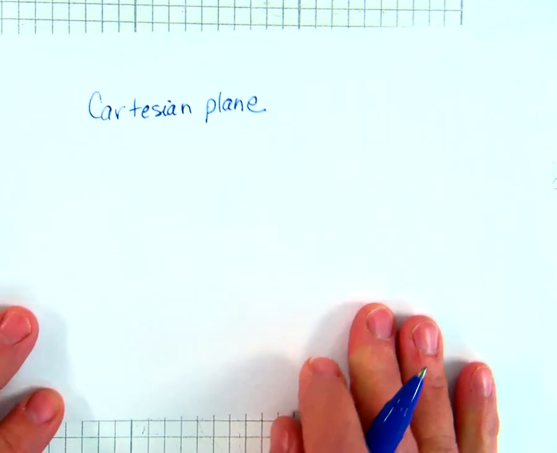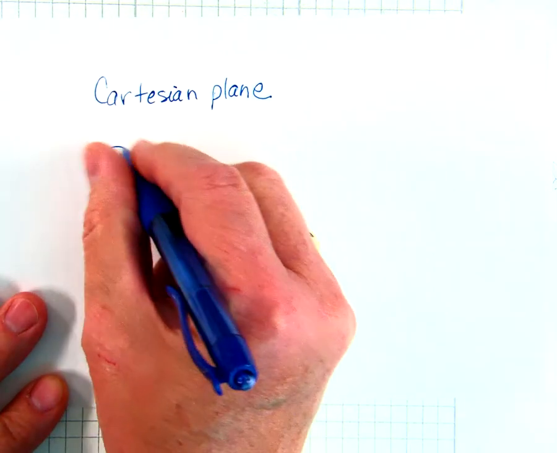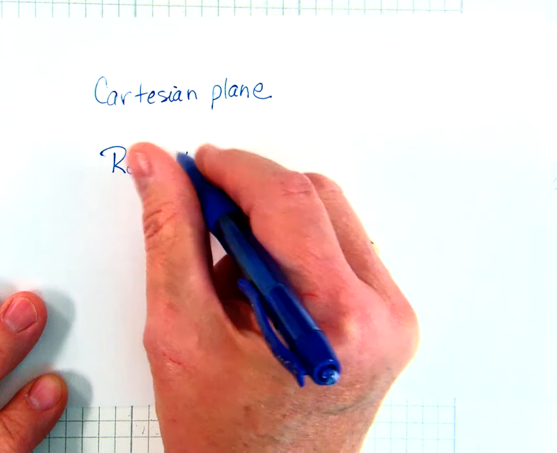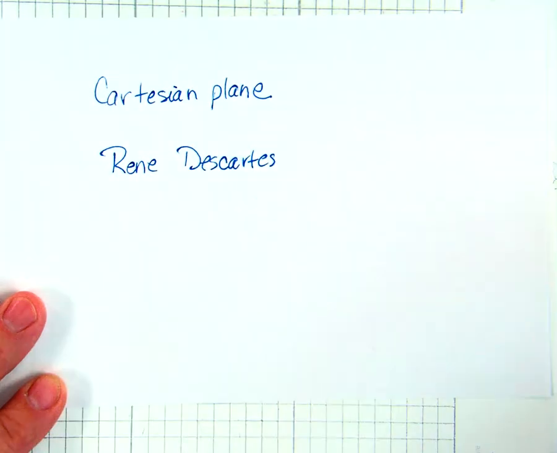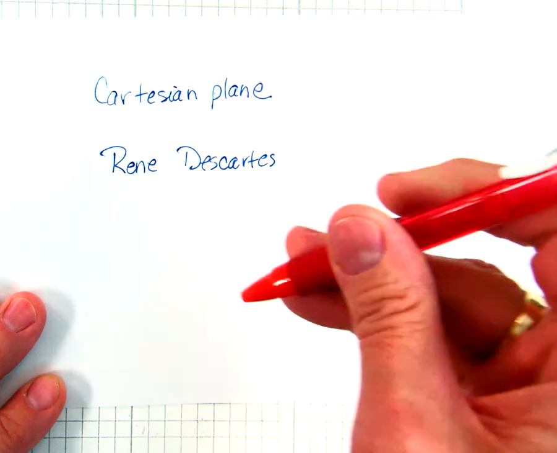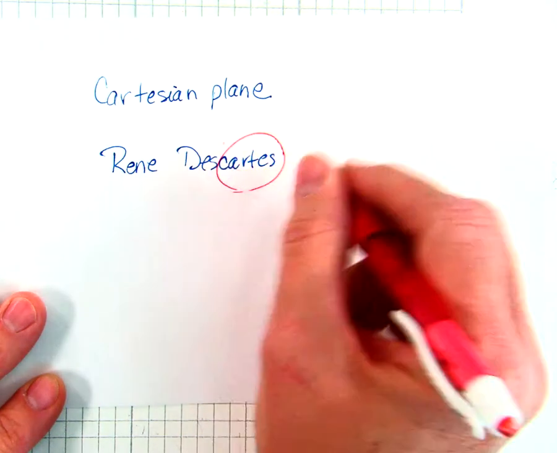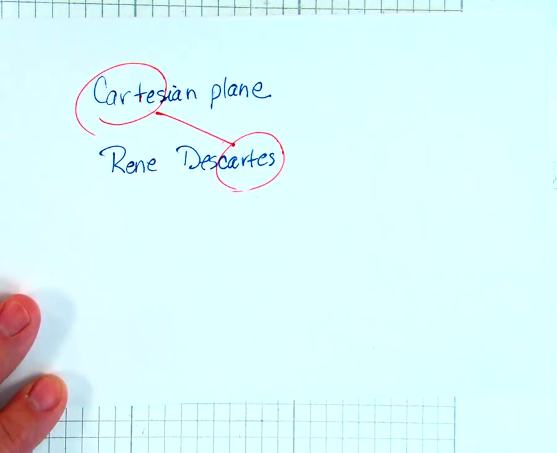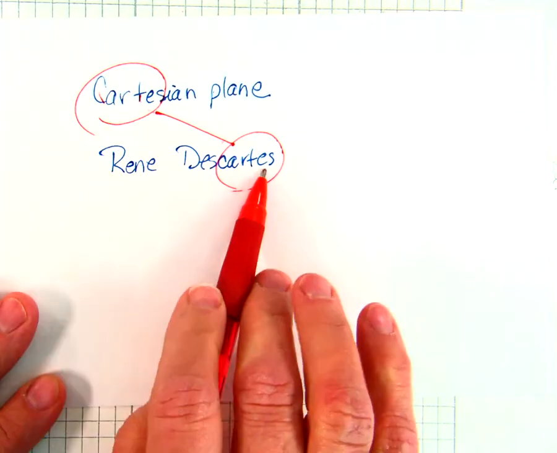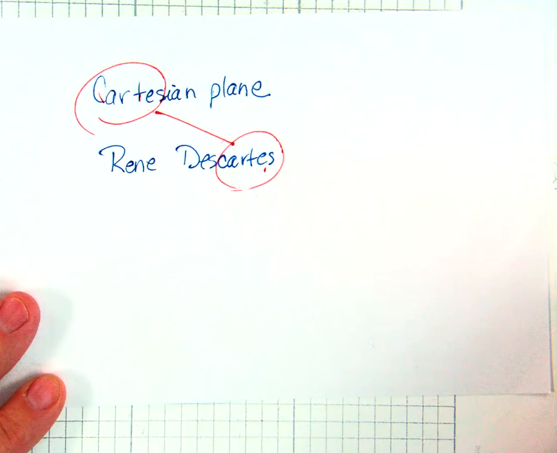It's named such in honor of the French mathematician René Descartes. René Descartes was a well-known French mathematician who worked in these types of areas. You see that the name comes from his name, at least for part of it.